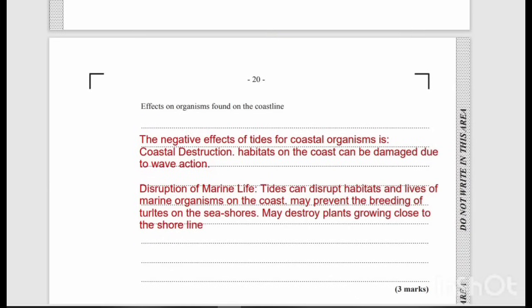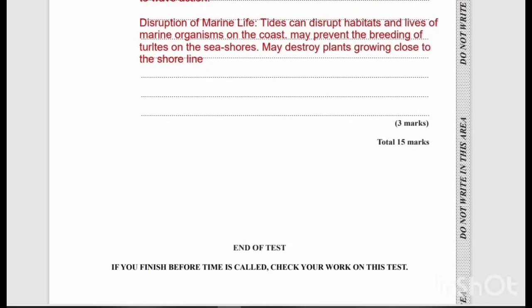And the next part says, what are the effects on organisms found on the coastline? The effects would be that you could have coastal destruction, so habitats on the coast can be damaged due to wave action, and if the habitats are damaged, then more than likely the livelihood of these organisms are also going to be damaged. And the other effect would be disruption of marine life. Tides can disrupt habitats and lives of marine organisms on the coast. It may even prevent the breeding of turtles on the seashore, so that would be an example. It may destroy plants growing close to the shoreline. So tides are not always the best thing.